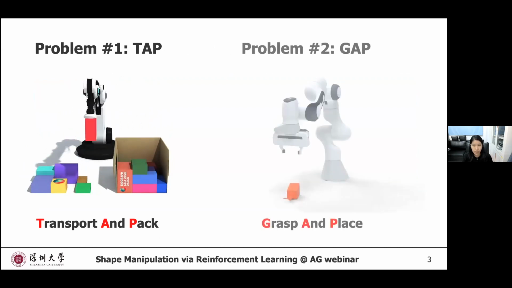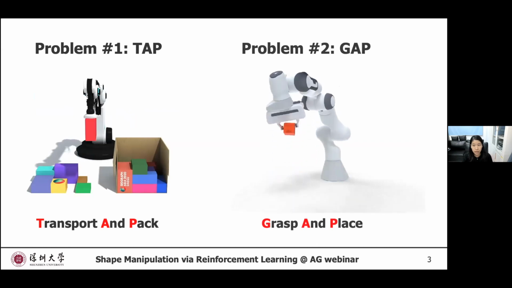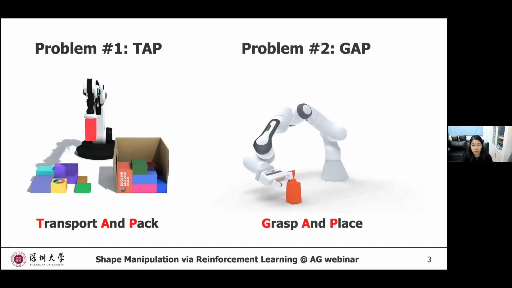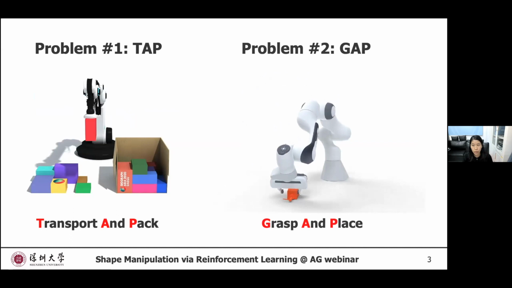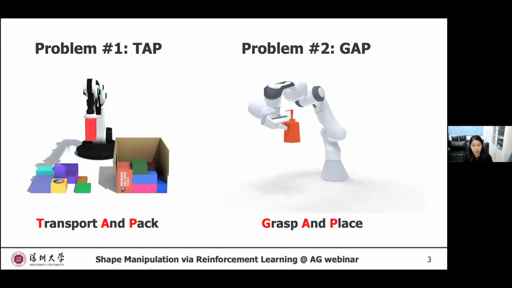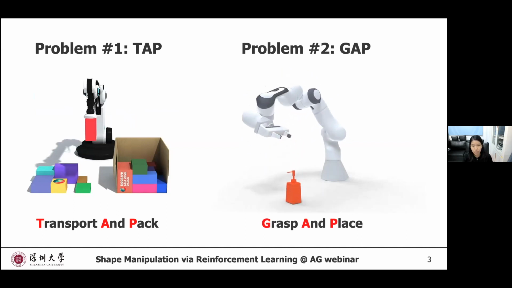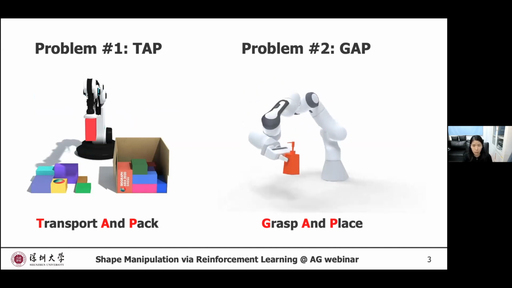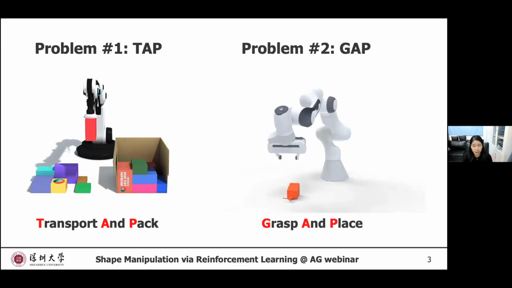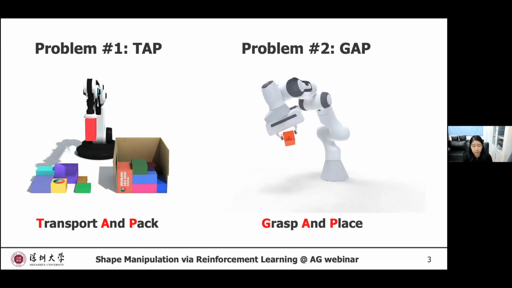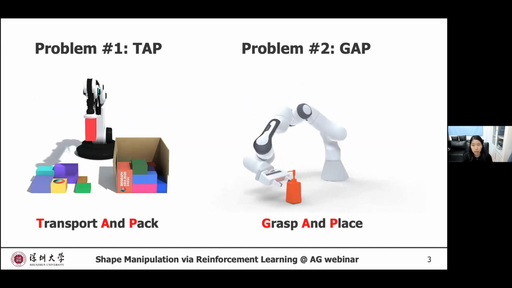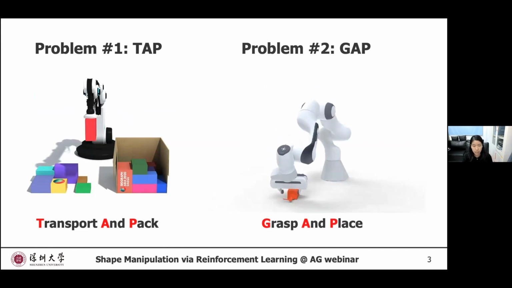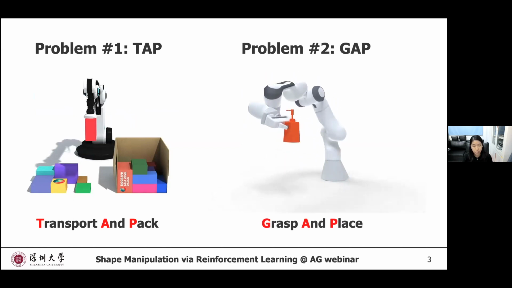container. The second variation is what we call the grasp and place problem, where we don't consider the packing of the objects, but instead focus more on the grasping and placing task, which requires the robotic arm not only to grasp the object successfully, but also to place the object stably on the table in its upright orientation.